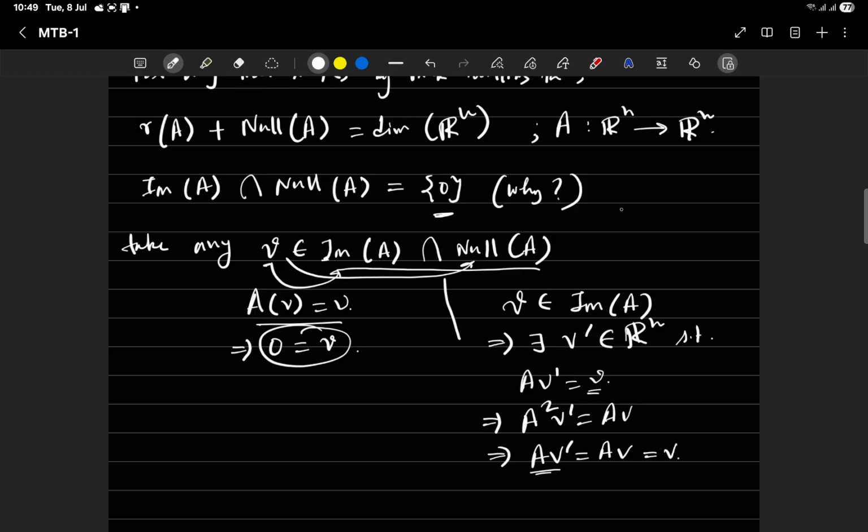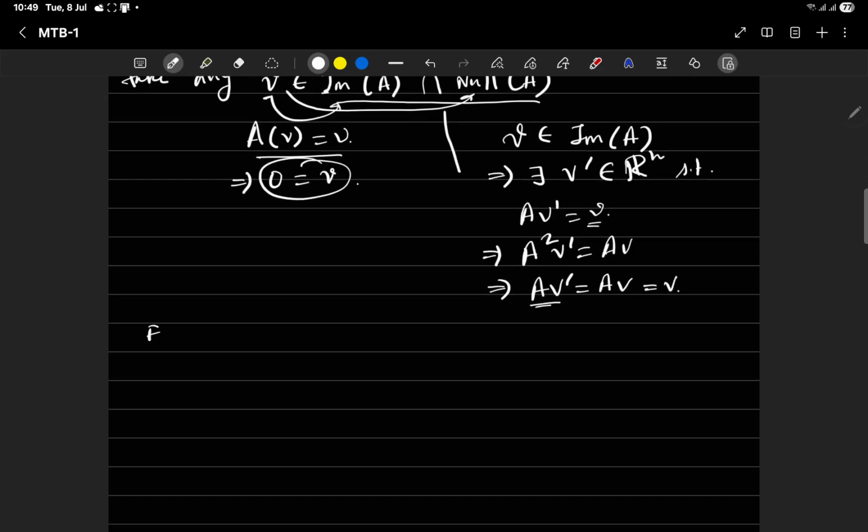So together with 1 and 2, from 1 and 2 what can we write? That Rn is nothing but the image of A direct sum with the null space of A.